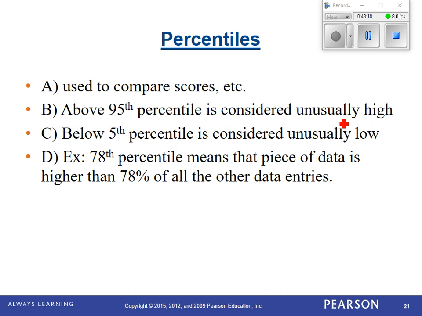Phoenix started to say something stupid, didn't he? Catch yourself. Thank you, Phoenix, for catching yourself. 78th percentile means that that piece of data is higher than 78% of all the other data entries.